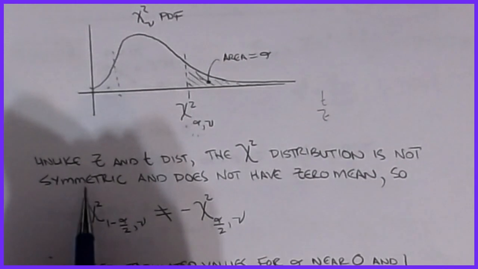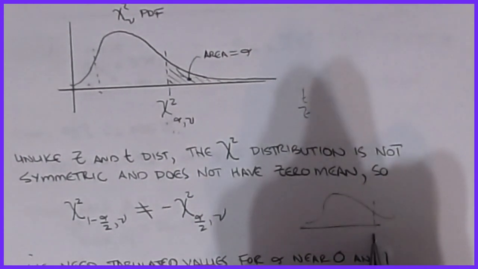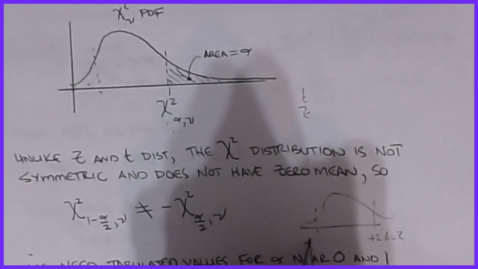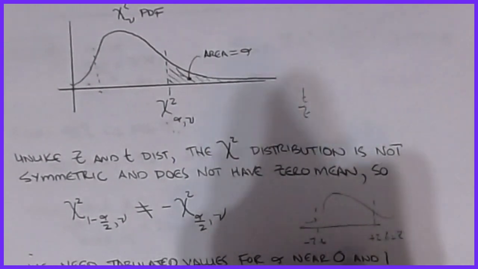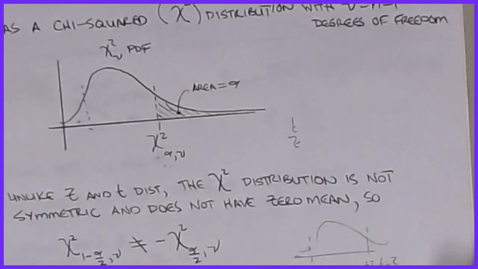So what will happen is, before, in a normal distribution, if I had plus 2.6 equals z here, at the other end I always had minus 2.6. That was a symmetric distribution. Those two values matched, just the signs were different. That does not happen in this distribution anymore, so we have to be careful when we're working with this.